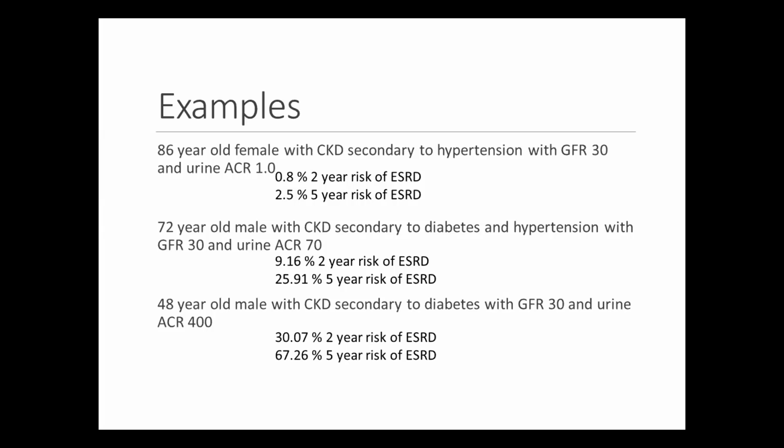And the final patient, our 48-year-old with a GFR of 30 and urine ACR of 400, has a much higher risk of 30% progression at 2 years and 67% progression at 5 years, which is largely driven from his very high ACR of 400. So this just illustrates for you how proteinuria is quite a significant marker of progression of chronic kidney disease.